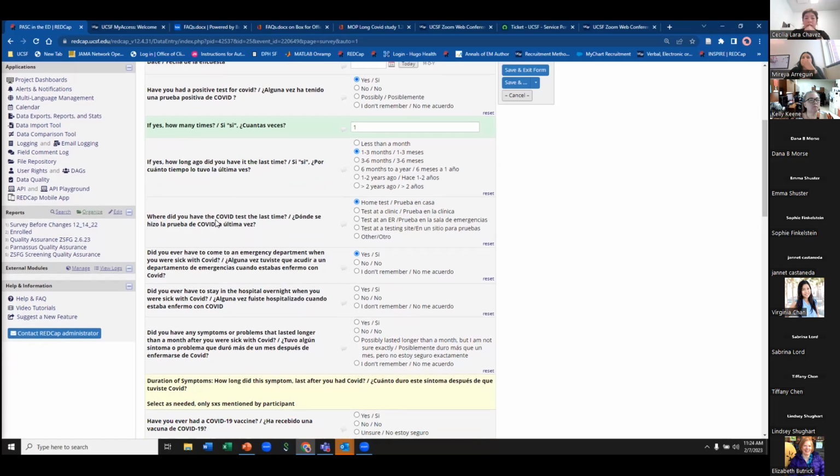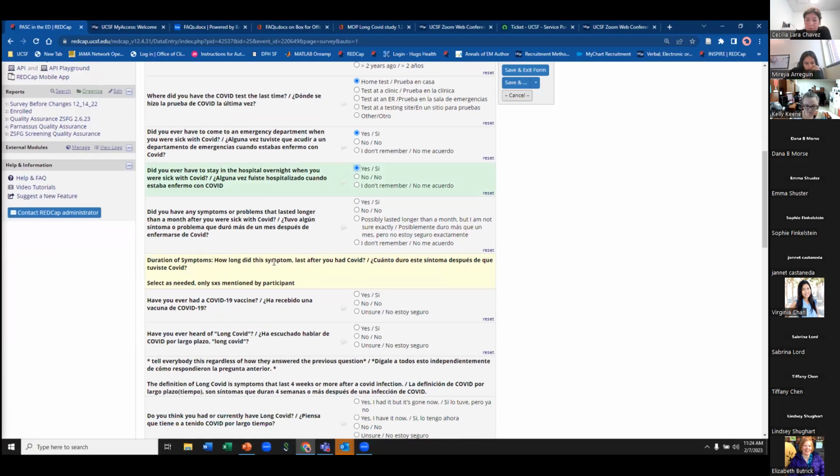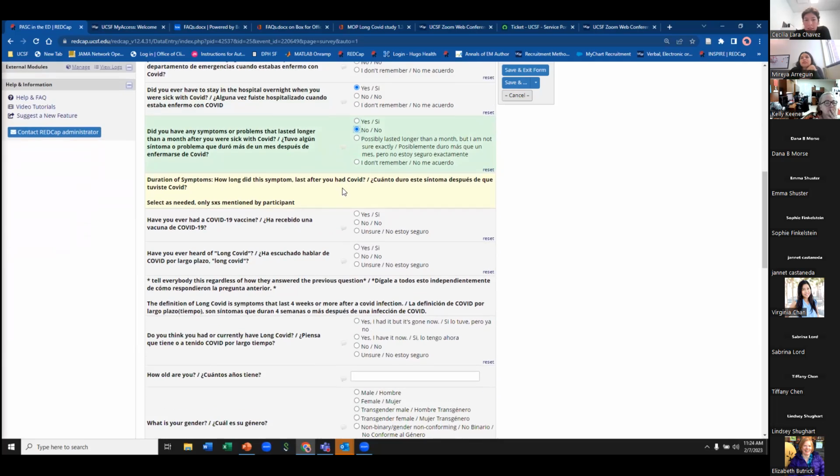And then where did you have the COVID test? Okay, a home test. Did you ever have to come to the emergency department? Let's say yes. Did you ever have to stay in the hospital overnight? Again, this is for the infections that were more than a month ago. Say yes. Did you have any symptoms or problems that lasted longer than a month after you were sick with COVID? Let's say they said no, then the survey is easy.